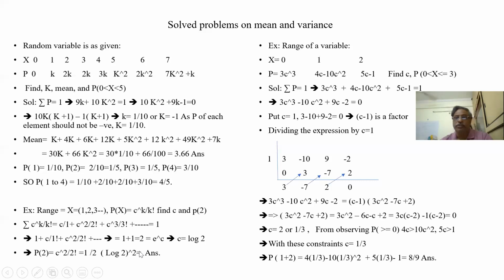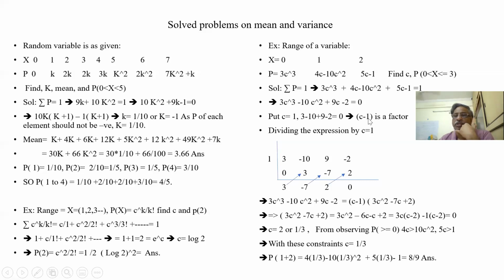So let us see another way. It is given that there are 3 random variables, and these probabilities are distributed in terms of c. So we know sigma p is 1. So I am adding all these 3, equal to 1. So when I solve this, what am I getting? This is 3c cubed minus 10c square plus 9c minus 2. So I am just putting c equal to 1 here. 3 plus 9, 12, minus 12, 0.